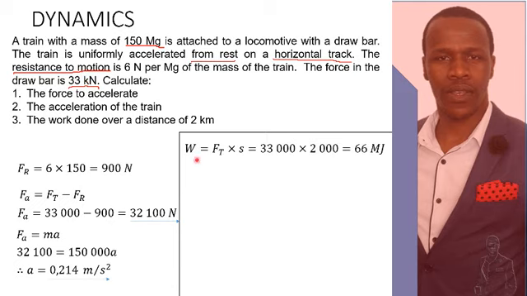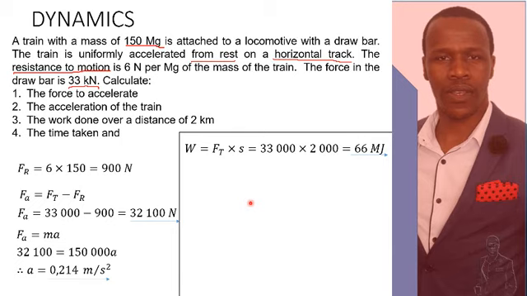So we have our work done equaling Ft times S, which is 2 kilometers. Obviously, this is our work done, 66 megajoules. What about the next question? It says time taken. Now we are looking for time. That's what we are looking for. Time.